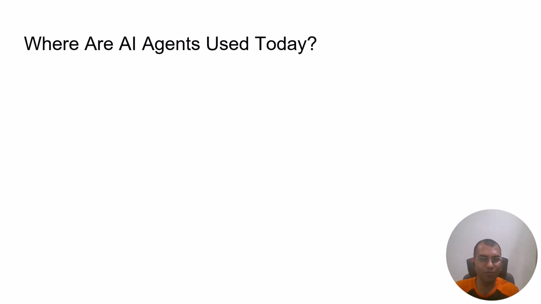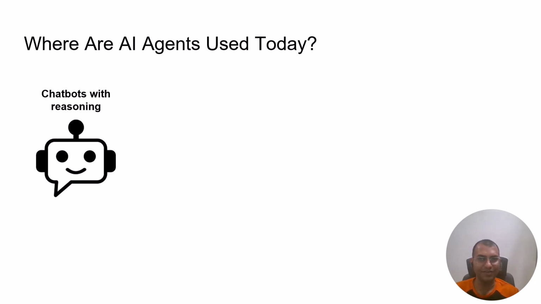Now, let's talk about some use cases of the AI agents in different spaces. One is the chatbots. As ChatGPT started, the most basic use case was chatting with it. It's a very human-like conversation feel that we get with it. With the LLM-based model, the communication became very easy.